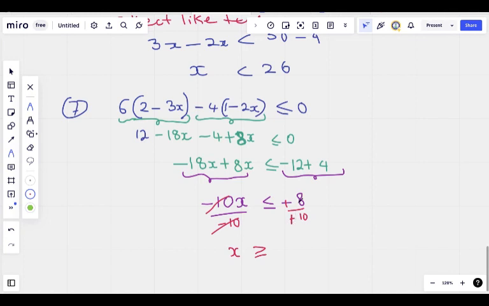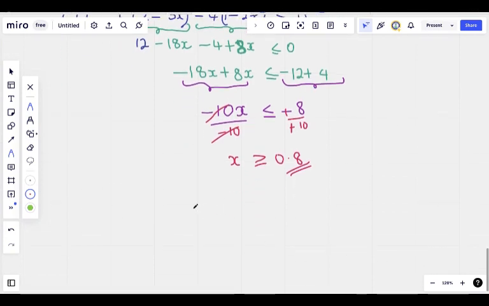Negative divided by negative becomes positive. 8 divided by 10 becomes 0.8, right? So x is greater than or equal to 0.8. So if you draw a number line for this, let's say you have 0, 0.5, and then you have 1, you have 1.5 here, and then you have 2, for example. The 0.8 will be somewhere here, so we say x is greater than or equal to.